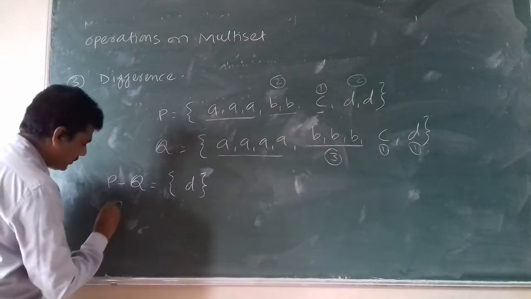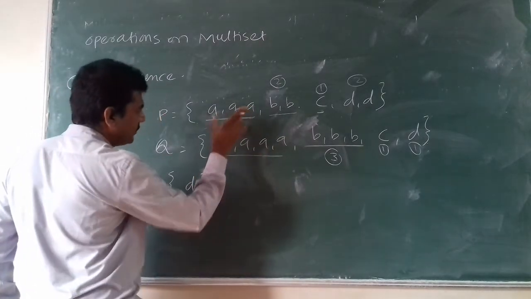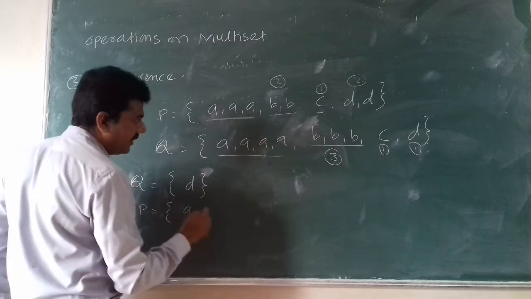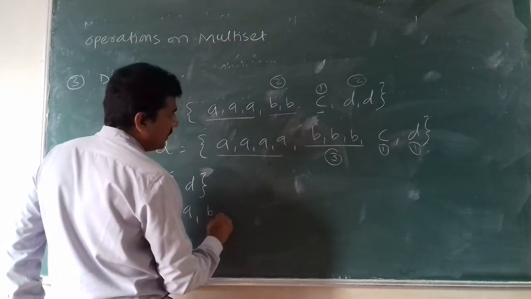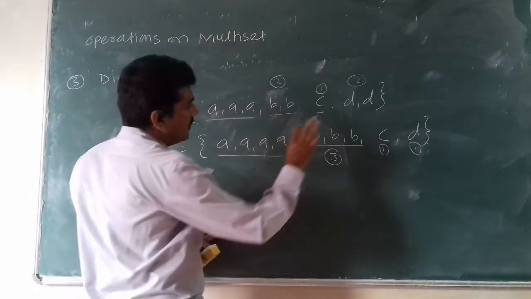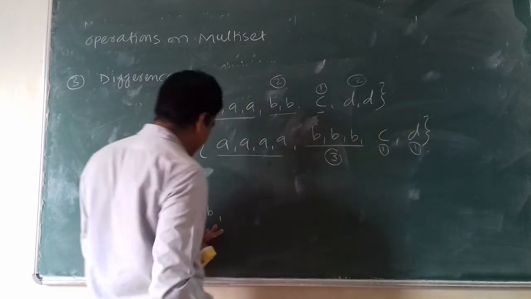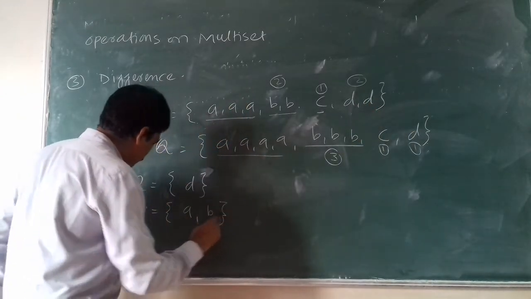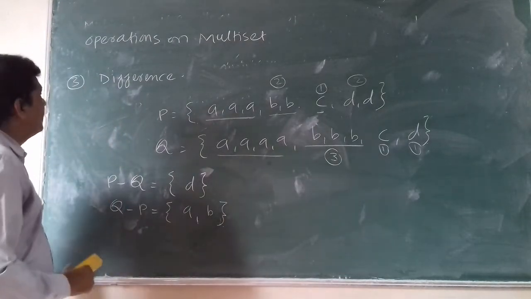Now we will do Q minus P. Q minus P will be what? 4 times A minus 3, so 1 A will be there. 3 times B minus 2 times, so 1 B is there. With respect to C, that is 0, not existing in Q minus P. With respect to D, 1 minus 2, so D does not exist. So this is the difference operation. Okay, the difference operation on the multiset.